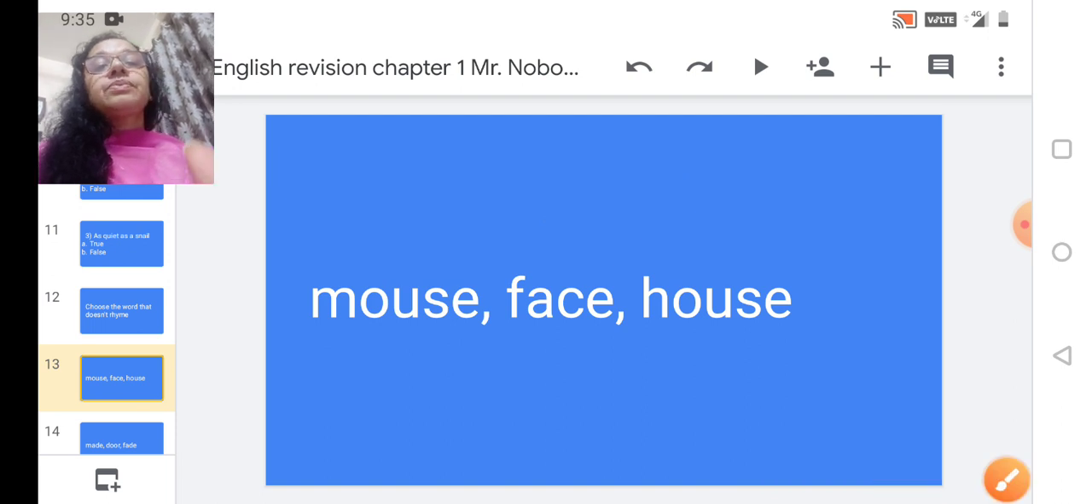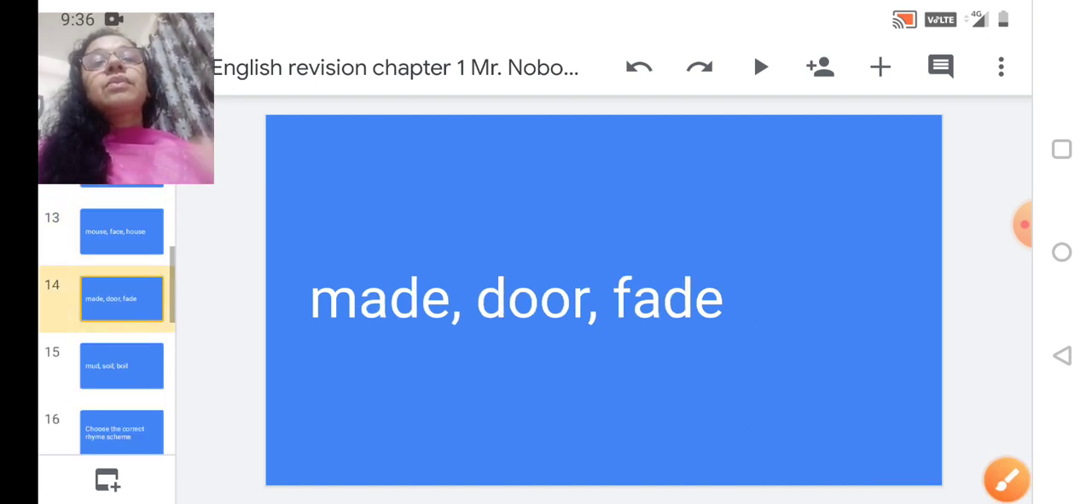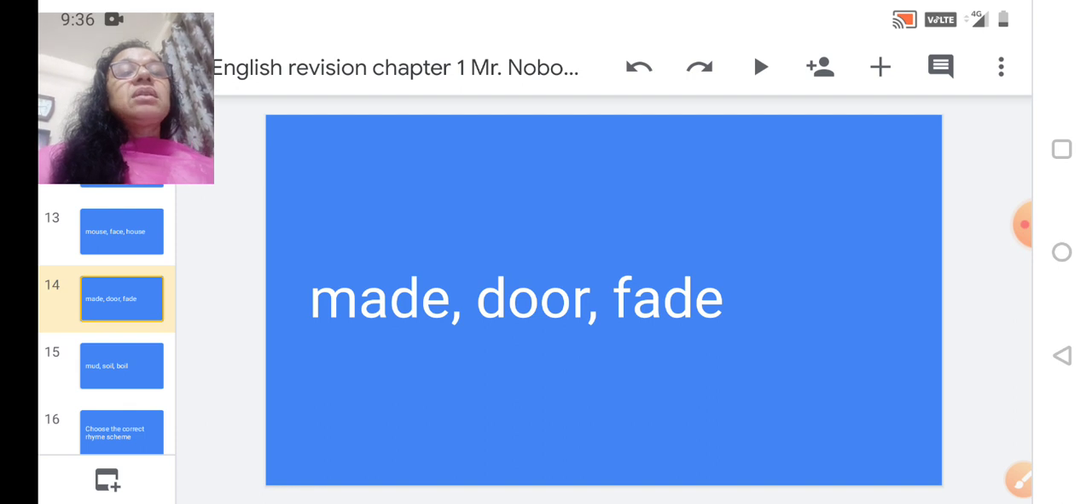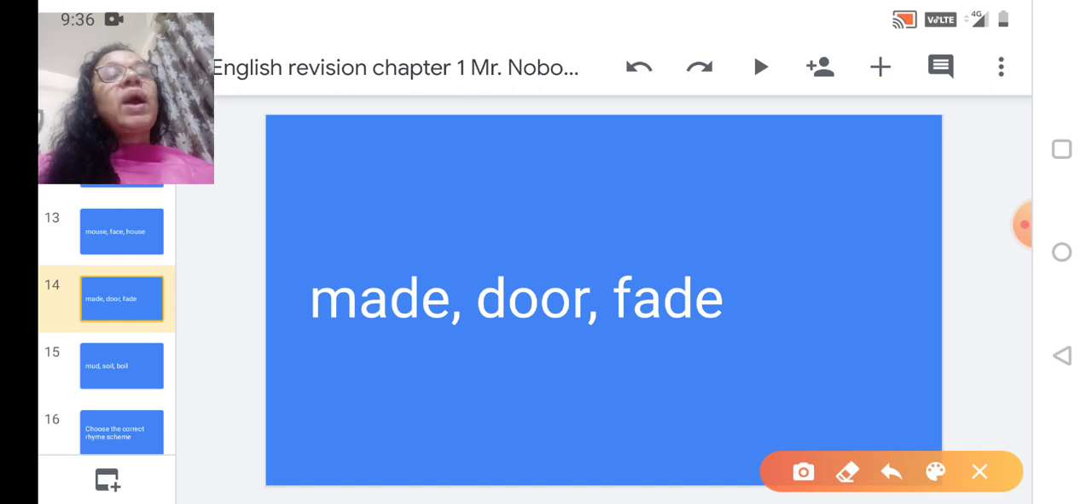Now we come to the next. Here again you have 3 words: made, door and fade. Very simple, made and fade rhyme with each other. So which is the left out word? It is door. So you have to select door.